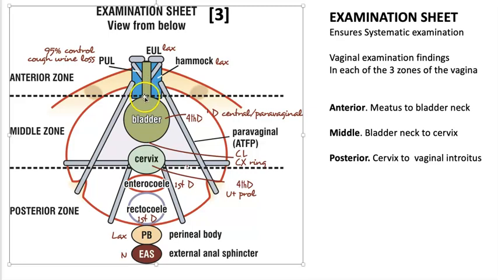In the middle zone, the main thing you look for is the cystocele, but you can also look for the cardinal ligament defect, and we'll see that later. And in the posterior zone, we, of course, look for uterine prolapse, enterocele, rectocele, and perineal body. And you should also examine the external anal sphincter.